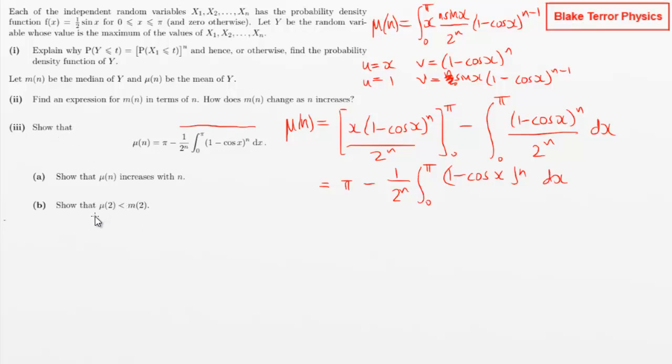Now in part A, we need to show that mu n increases with n. So that means we need the integral to be decreasing. And then we'd have that mu n is increasing. Okay, well, I say decreasing. Are we going to be able to get that to be negative on this?